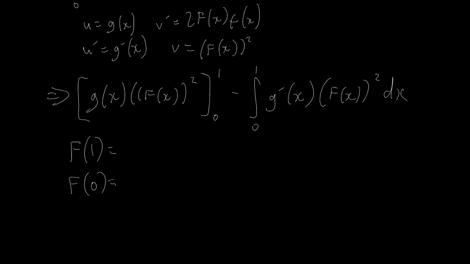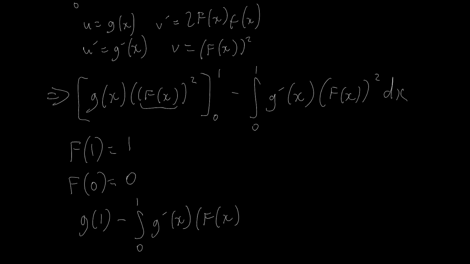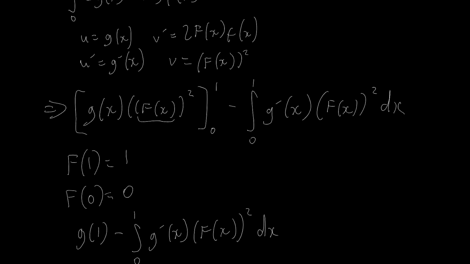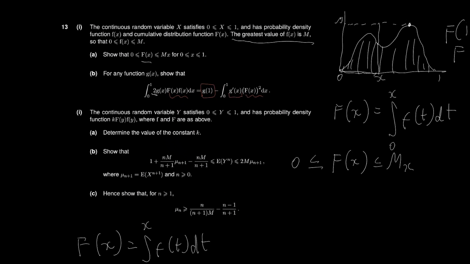So f of 1 equals 1, f of 0 equals 0, and now we can evaluate this. If we put 1 in here, we just get g of 1. If we put 0 in, then that 0 cancels everything out. So now we're left with g of 1 minus the integral between 0 and 1 of g prime x, f of x squared. Hooray! That's that part, nice and complete.